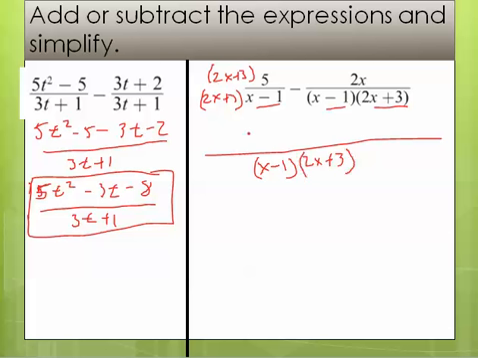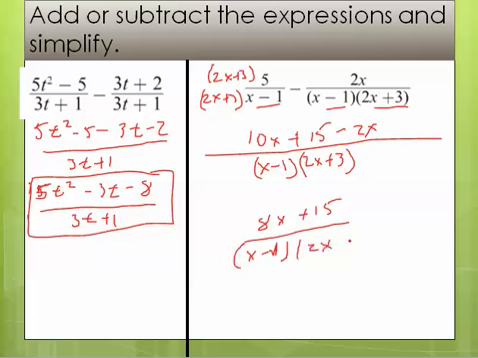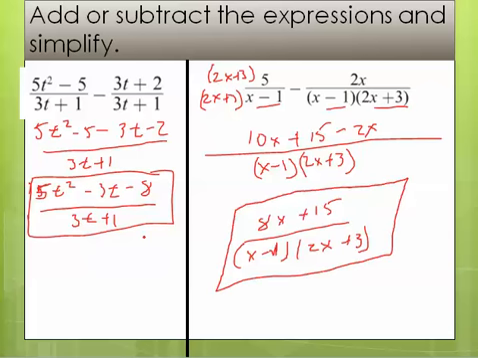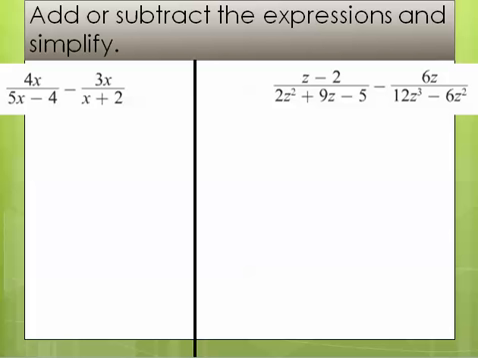I'm going to go ahead and use the distributive property and get 10x plus 15 minus 2x. And that's going to be 8x plus 15 divided by x minus 1 and 2x plus 3. I don't see any common factors between 8 and 15. That'd be my answer. Okay? Two more and we'll be done.